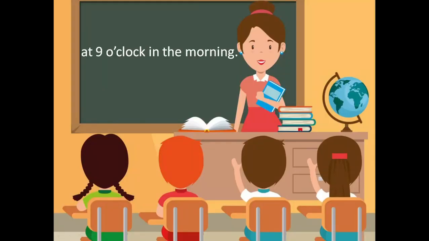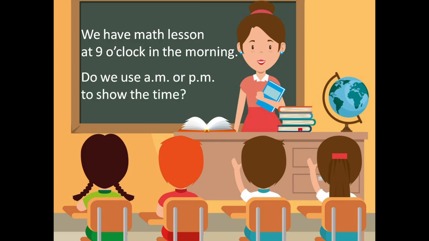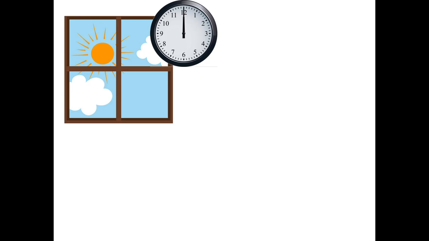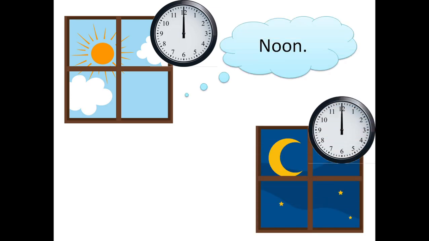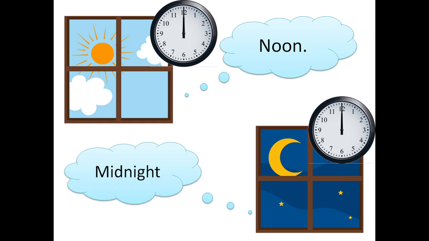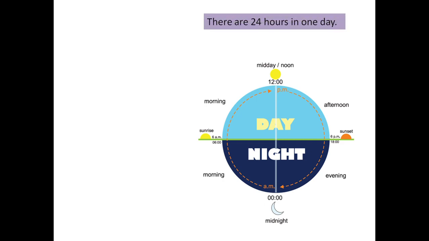Let's start. We have math lesson at 9 o'clock in the morning. Do we use AM or PM to show the time? This is 12 o'clock at noon, so we call it noon. This is 12 o'clock at night, or we call it midnight. There are 24 hours in one day.